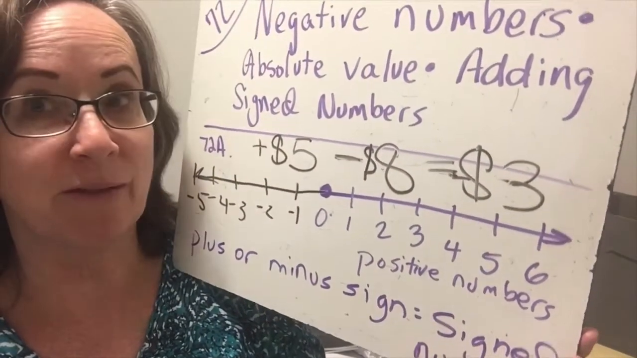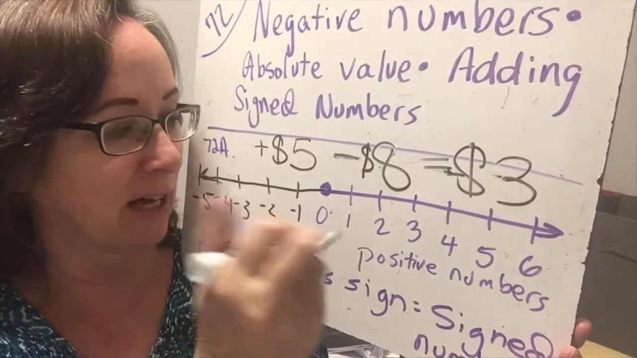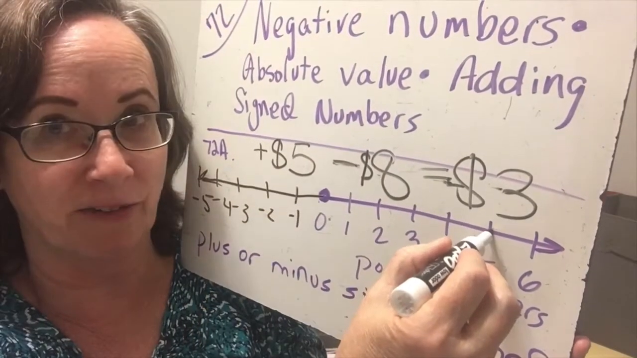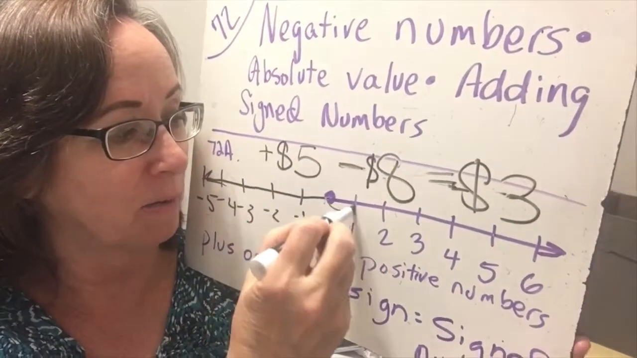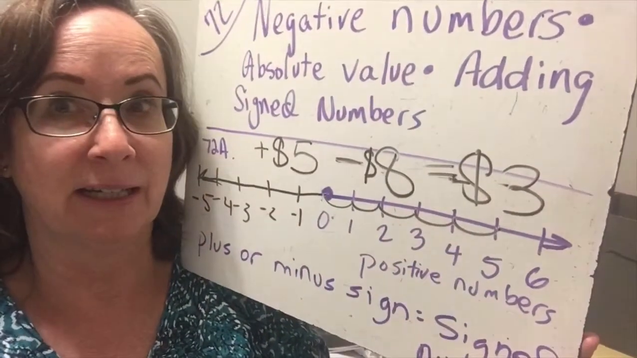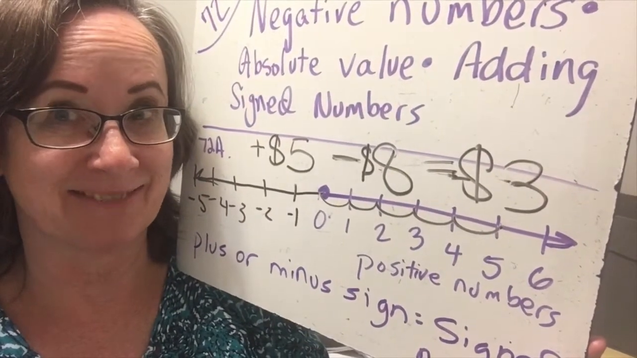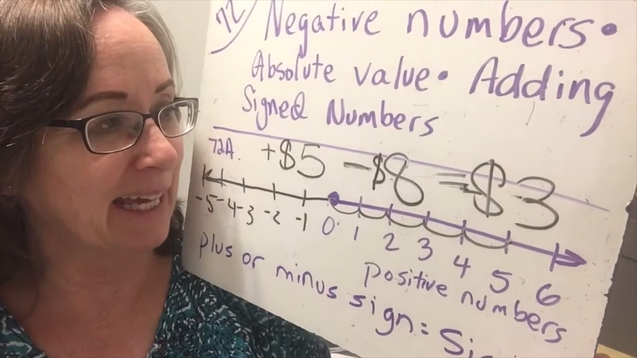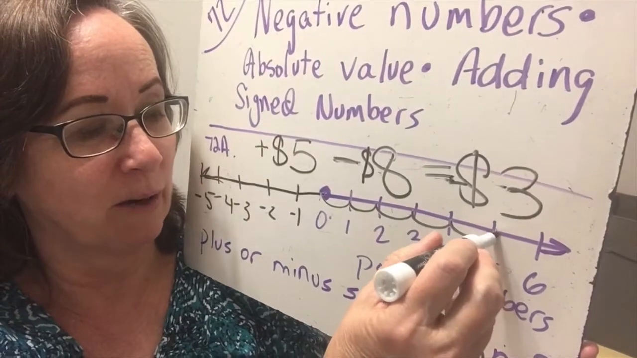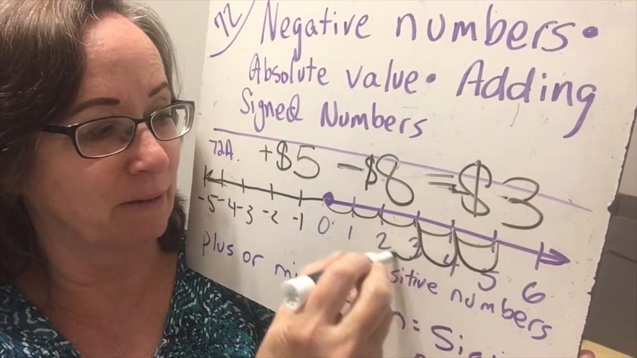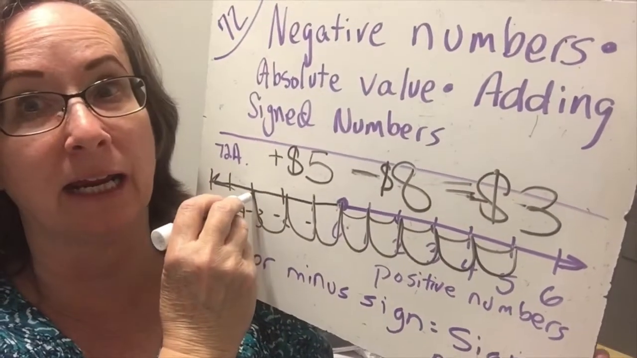But let's do this problem on our number line. So we have positive $5. So $5, we just start at 5, or we could start at 0 and take 5 steps to the right. 1, 2, 3, 4, 5. So I have $5. I feel rich, right? $5 is a lot of money. And then I've got to give Mom $8. So 1, 2, 3, 4, 5, 6, 7, 8.